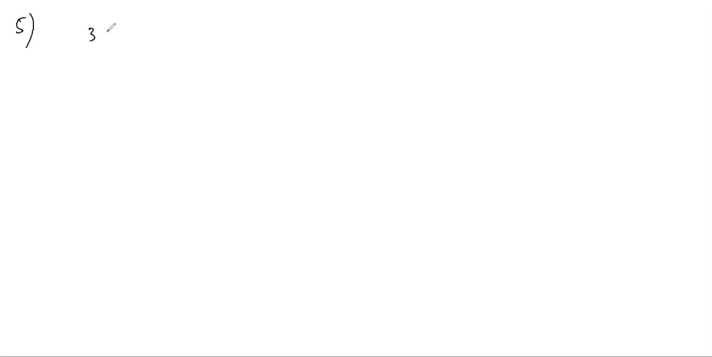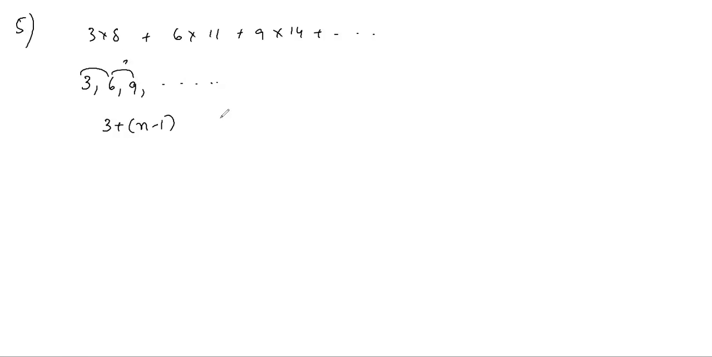3 into 8 plus 6 into 11 plus 9 into 14 plus and so on. You have to find 15 terms. First we find the nth term. You observe the first terms 3, 6, 9 and so on. What is the nth term? A plus n minus 1 into difference. What is the difference? 3. This is 3n. Next, the second terms 8, 11, 14 and so on. These are also in AP.